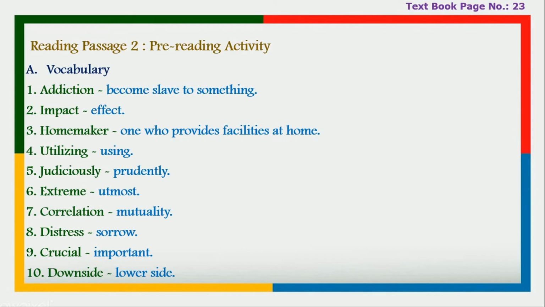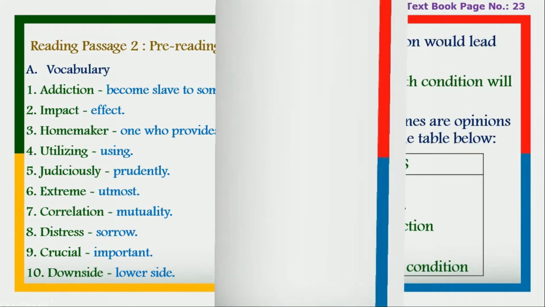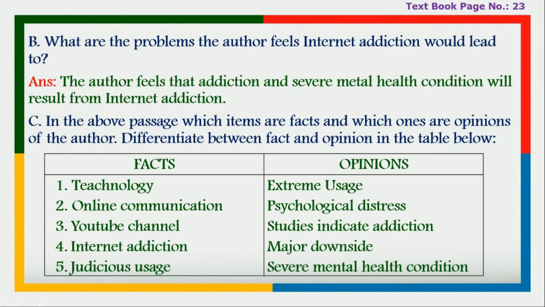Downside. Answer, lower side. Next, read the passage on page number 22 in the book and then we are going to answer this question. B. What are the problems the author feels internet addiction would lead to? Answer, the author feels that addiction and severe mental health condition will result from internet addiction.